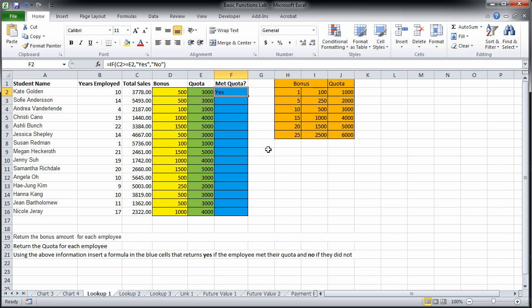It's been a long day, folks. I'm going to fill this down. And there we are. There's a no. There's another no. Yep, didn't meet the quota. So I've audited it. I know it's right.